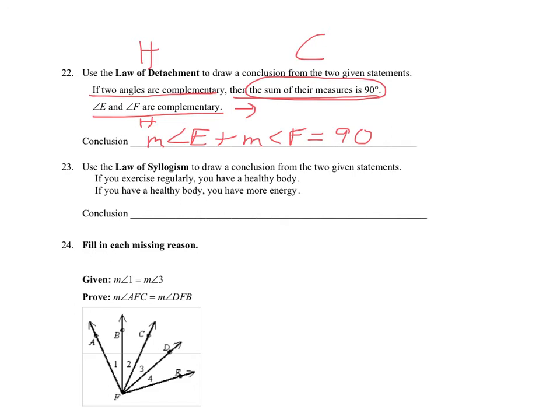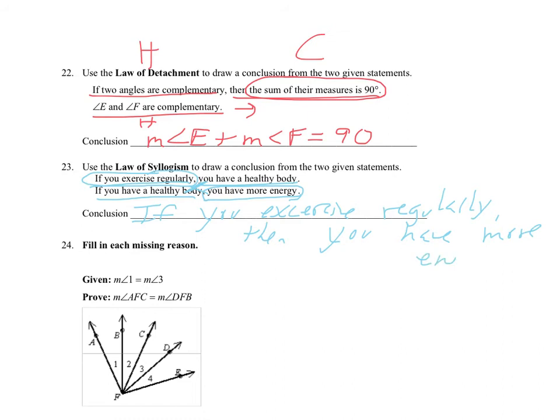23, use the law of syllogism to draw a conclusion from the 2 given statements. Remember, this is very similar to the transitive property. If you exercise regularly, you have a healthy body. If you have a healthy body, you have more energy. Since we combined it with these 2 statements, they're the same, we can combine these 2 statements for a new conditional statement. If you exercise regularly, then you have more energy.